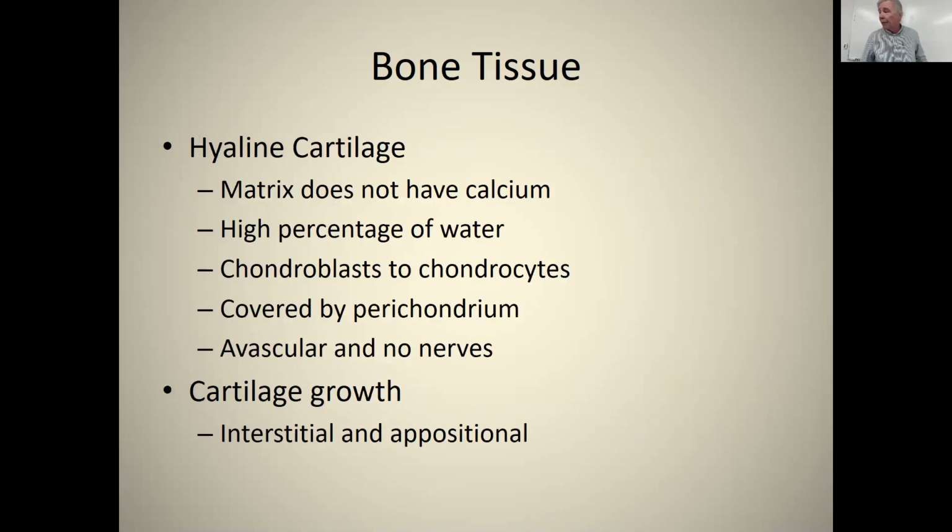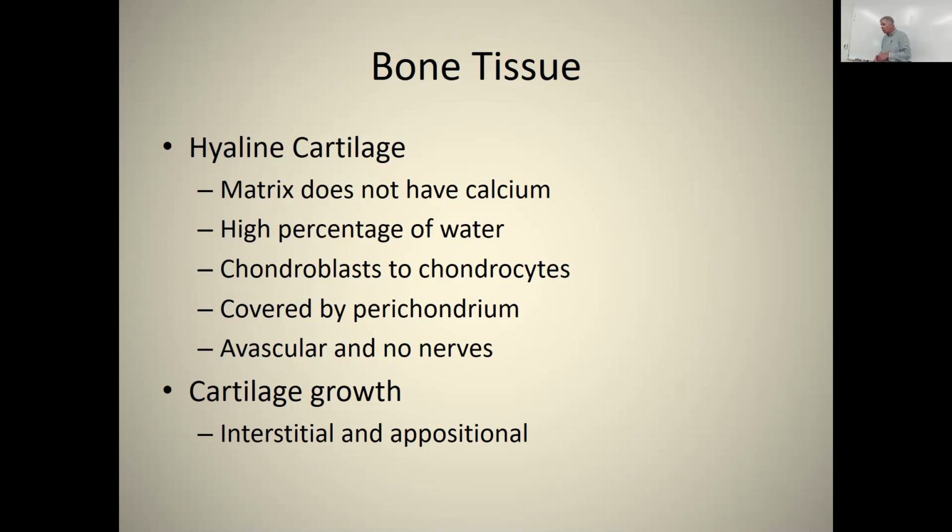Okay, hyaline cartilage. Make sure it doesn't have calcium. High percentage of water. Chondroblast is this cell that lays down cartilage, and it becomes chondrocyte. And they are also in lacunae inside hyaline cartilage. They're covered by a perichondrium. Now that is a layer of dense irregular that covers cartilage. It's the perichondrium. And it's avascular. No nerves in cartilage, and it's avascular. That is, there's no blood vessels. That's why cartilage heals really slowly, because it's avascular.